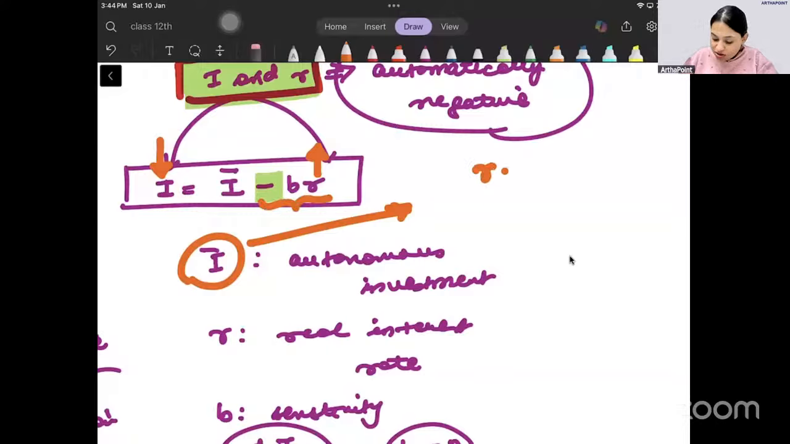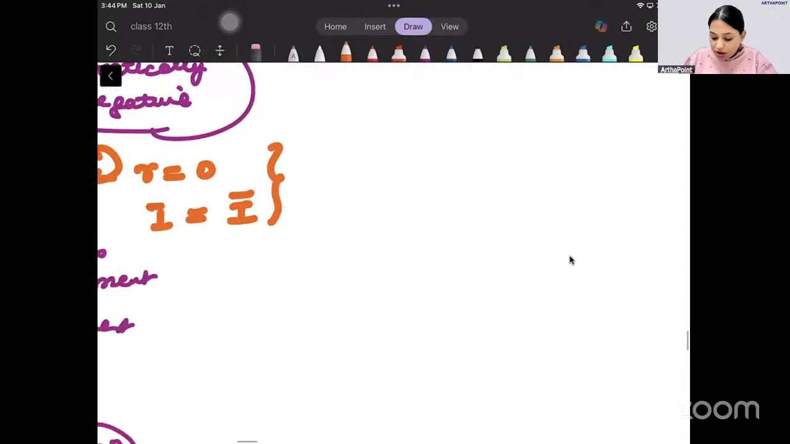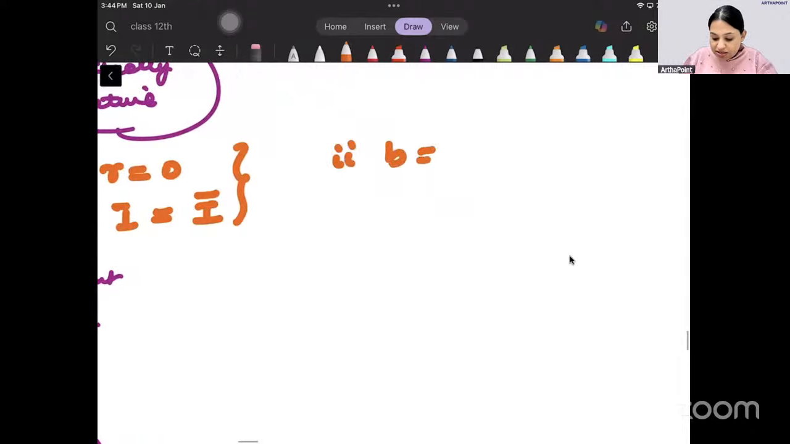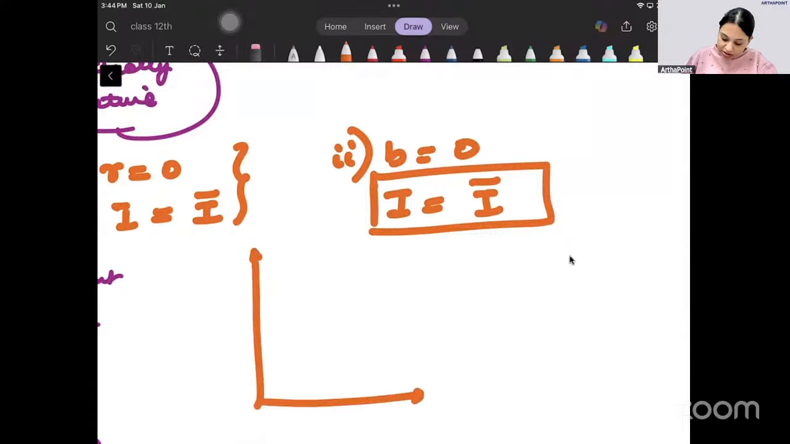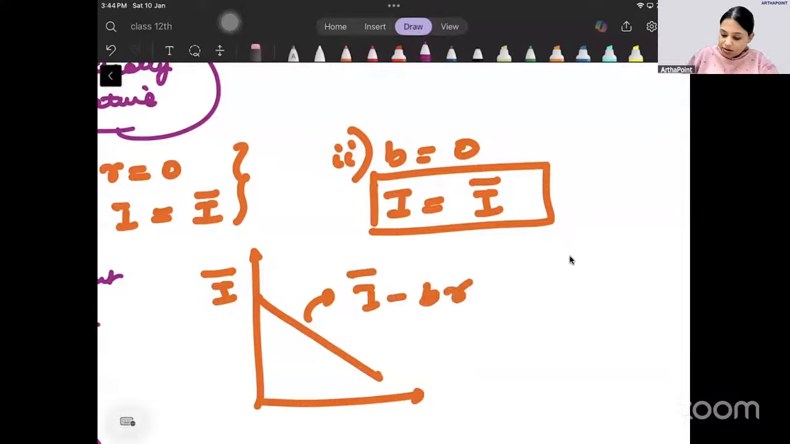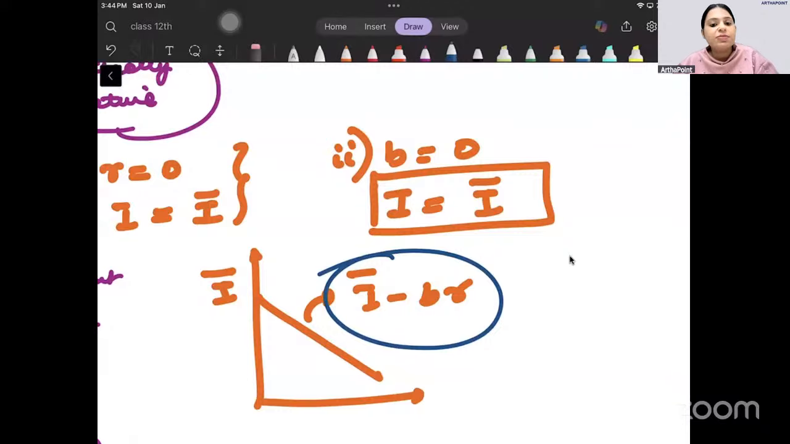So if interest rate is 0, then investment is only autonomous investment, case 1. And case 2, if even B is 0, माने investment insensitive है, उसको interest rate से फर्क नहीं. If B is 0, then also investment will be equal to autonomous investment. ठीक है. This function is drawn like this. ऐसा draw करते हैं. Here you have I bar and then this is I bar minus BR. This is how we can draw the investment function.